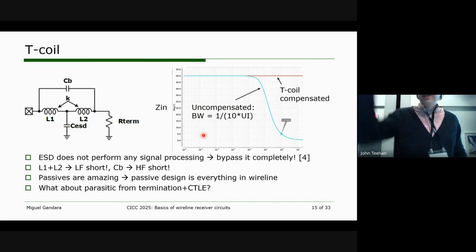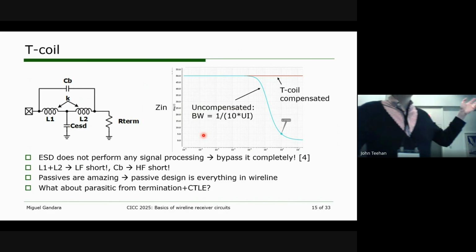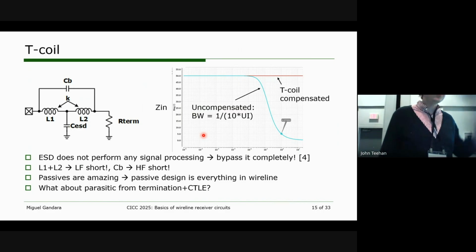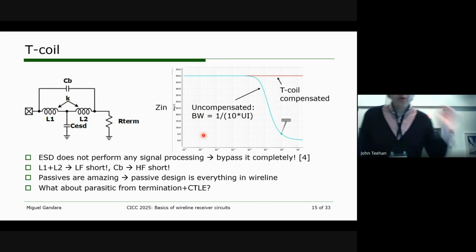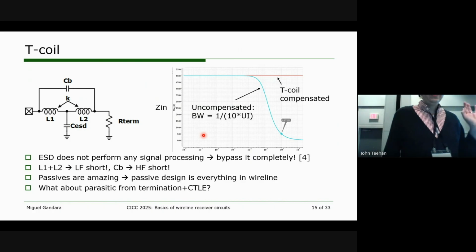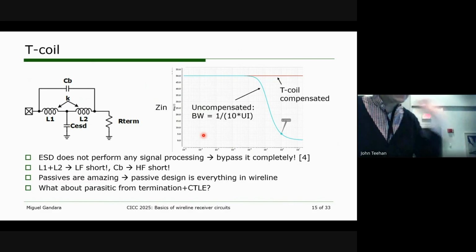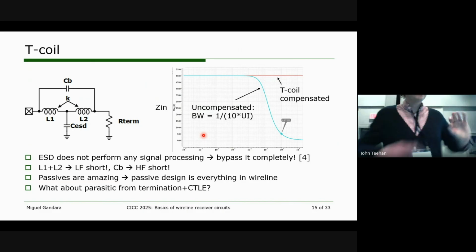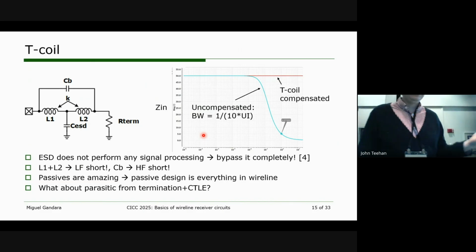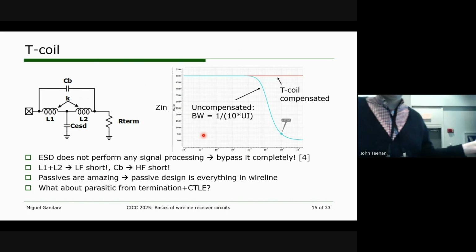So this is a T-coil. Noman also mentioned T-coils because they're also super important on the transmitter side. We use them all over the place whenever we need to bypass a capacitance, okay? So we know that the ESD does not perform any signal processing, okay? It's a very key, important point. The ESD is not doing anything for us besides providing us some protection. What this means is that we can just bypass it completely.